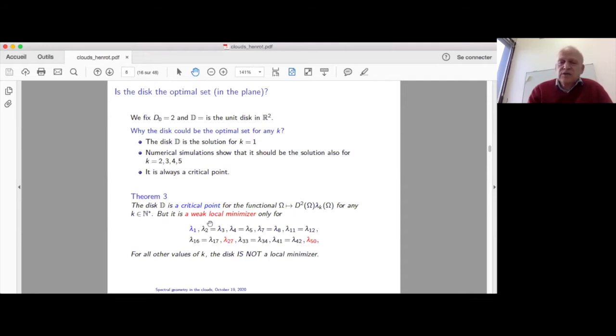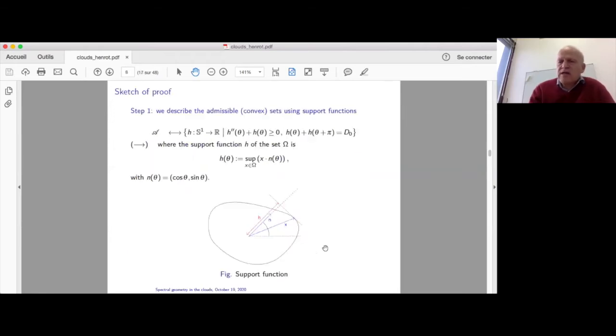list, and so on. So you have a precise list of 17 eigenvalues for which the disk is a local minimizer, and for all the other eigenvalues, all the others which are not in this list, we can prove that the disk is not a local minimizer, right? So it's a little bit surprising. How can we prove that? It is just a local analysis.